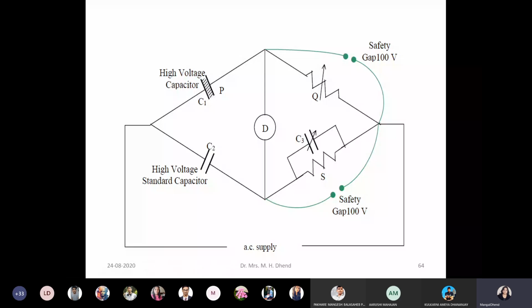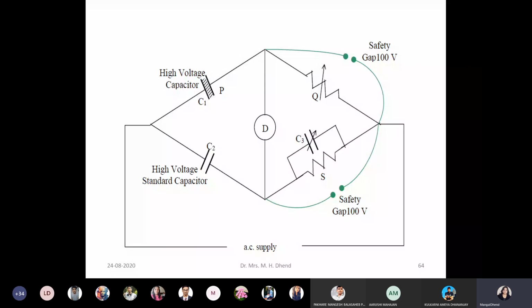These components can be placed in any arm, and if you change the component position, your formula will change. That is why I expect you to work on it yourself first, and then we will see. Because if I tell you this is the bridge, then you may not be able to solve the problem. So you have to understand the concepts.